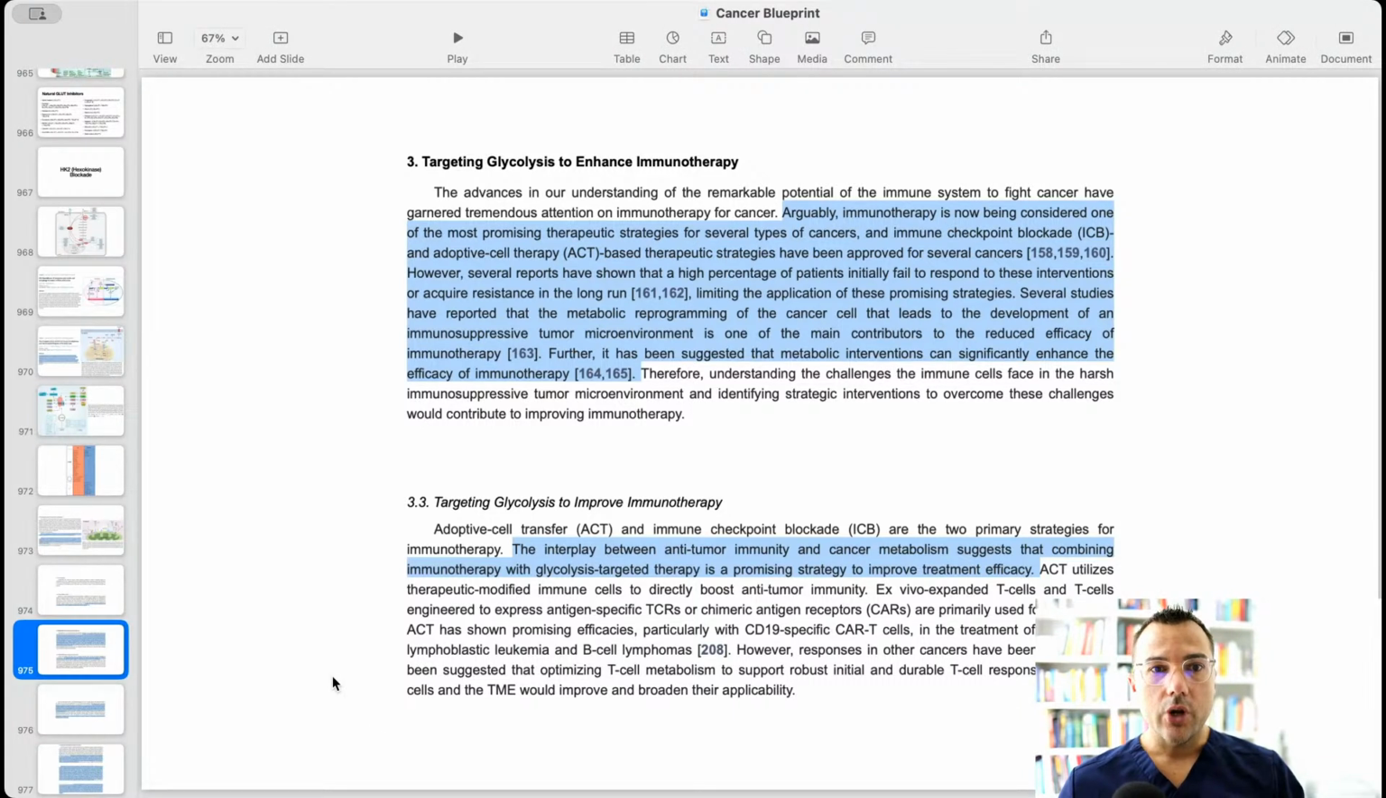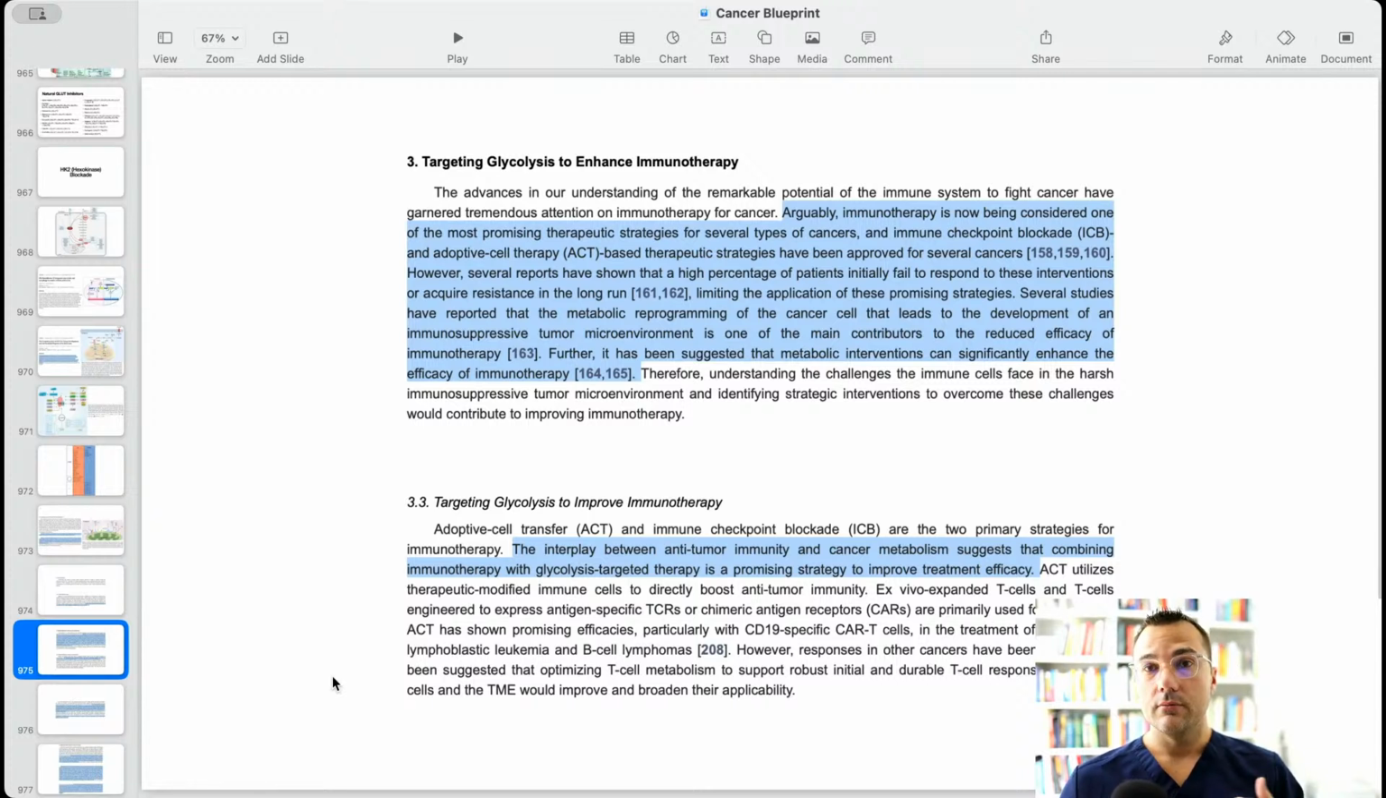So it says here, targeting glycolysis to enhance immunotherapy. Arguably, immunotherapy is now being considered one of the most promising therapeutic strategies for several types of cancers. And immune checkpoint blockade, ICB, and adoptive cell therapy, ACT, based therapeutic strategies have been approved for several cancers. However, several reports have shown that a high percentage of patients initially fail to respond to these interventions or acquire resistance in the long run, limiting the application of these promising strategies. Several studies have reported that metabolic reprogramming of cancer cells leads to development of an immunosuppressive tumor microenvironment. It is one of the main contributors to the reduced efficacy of immunotherapy. Further, it has been suggested that metabolic interventions can significantly enhance the efficacy of immunotherapy.